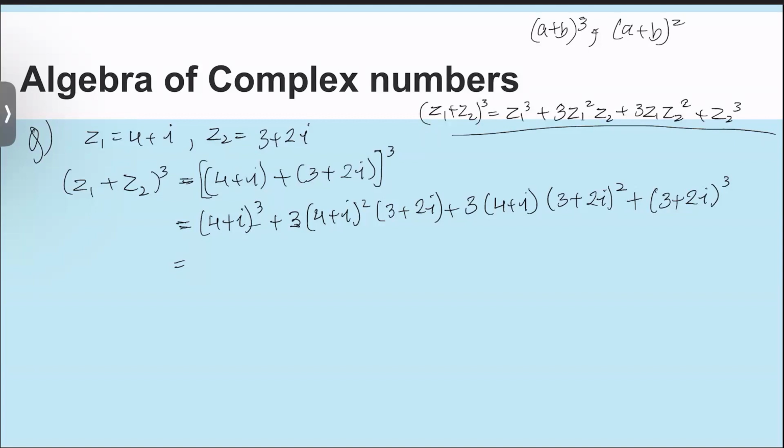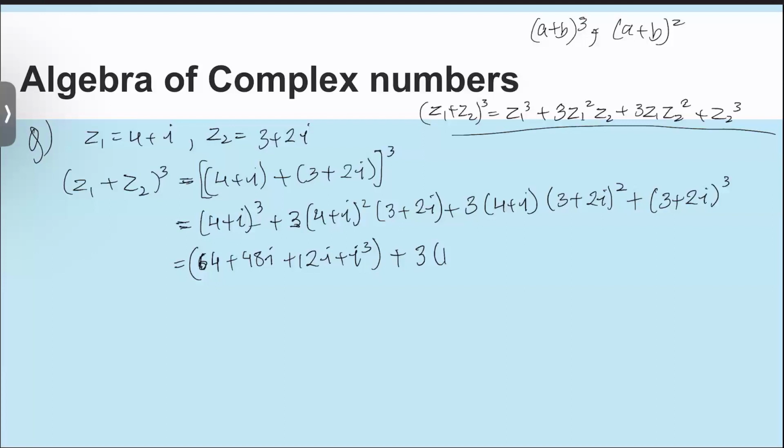Okay, so similarly, this would be 4 cube, so you have 64, plus now you have 3 a squared b. Okay, so in that case, you will have 48i, and then you have plus 12 i squared, and you will have i cube. Okay, so this is the first term, the expansion of (4 plus i) the whole cube. Then you have plus, keep 3 outside for now, and expand (4 plus i) the whole square.